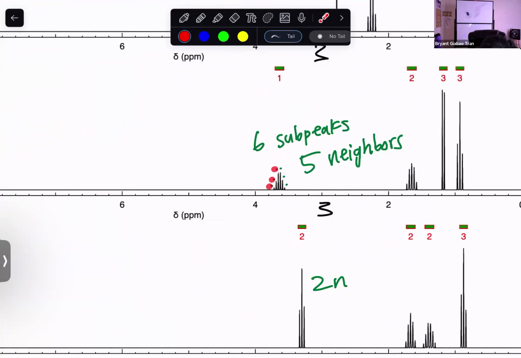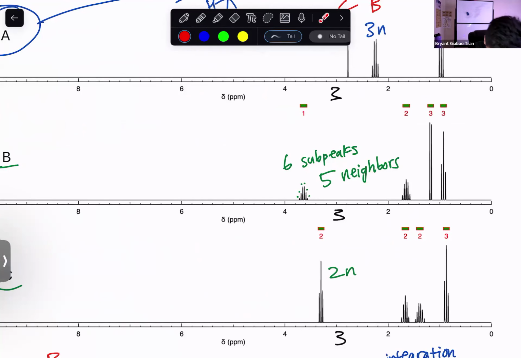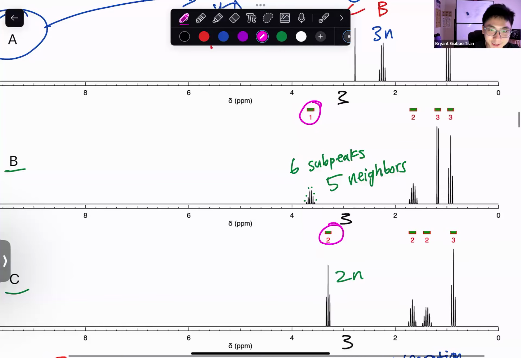1, 2, 3, 4, 5, 6 subpeaks versus 1, 2, 3 subpeaks. So that's one difference you could go for, which is the harder one. I just realized that there is an easier way to tell the difference between B and C, and that is integration, right? That's probably the easier way.